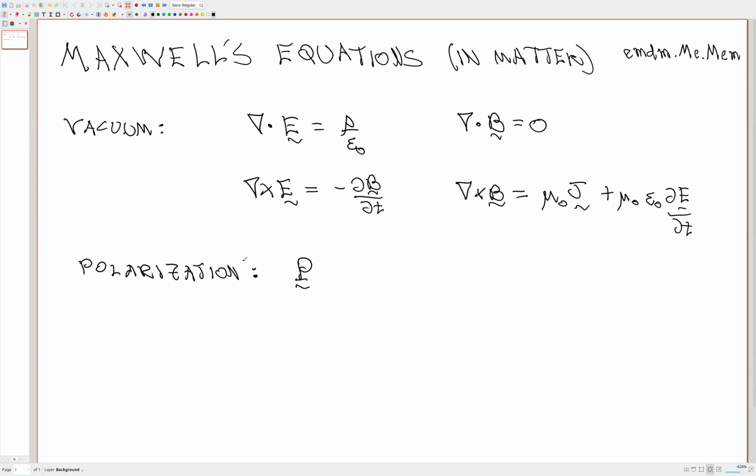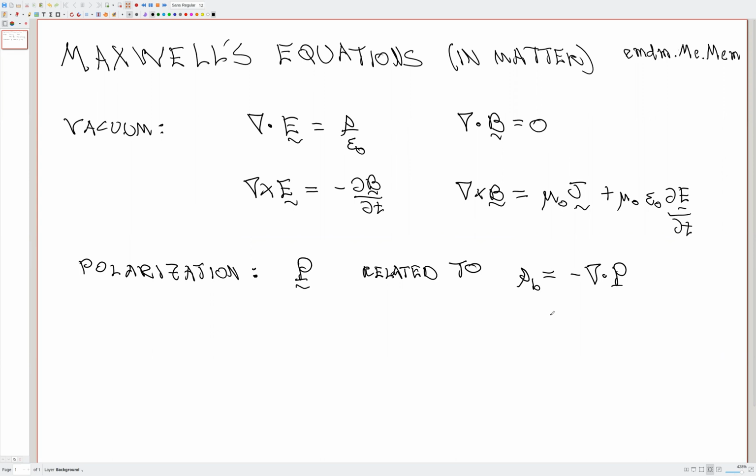And we had related this to the bound charge density rho_b by the simple relationship that the divergence of P with a minus sign gives you locally the bound charge density that there is. And you remember the discussion on this.